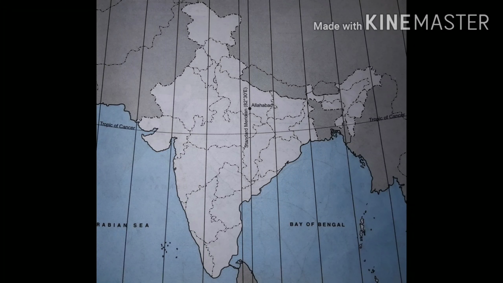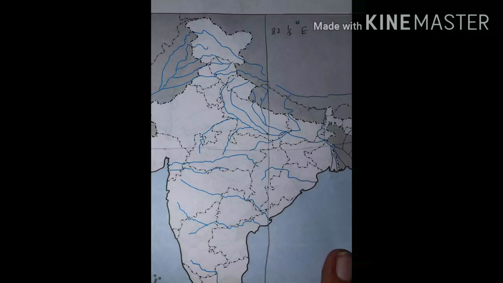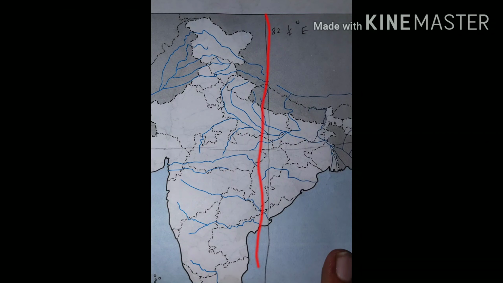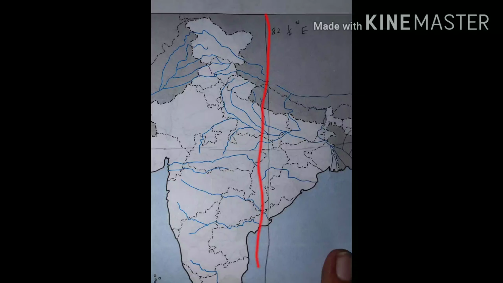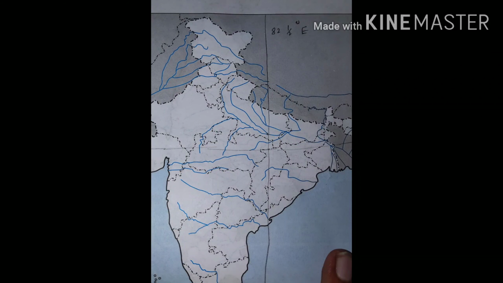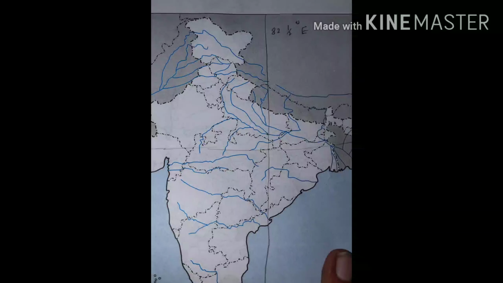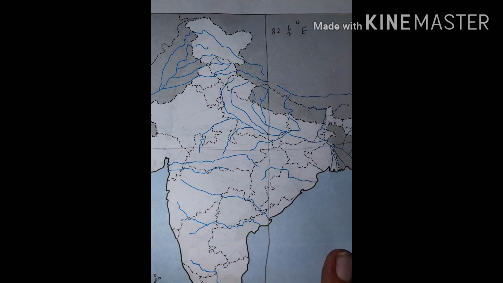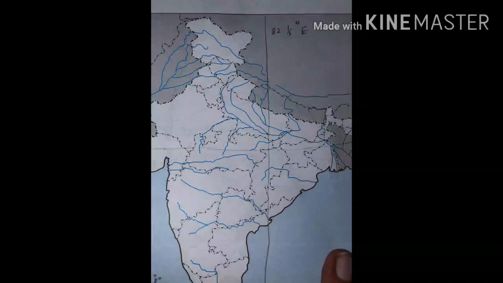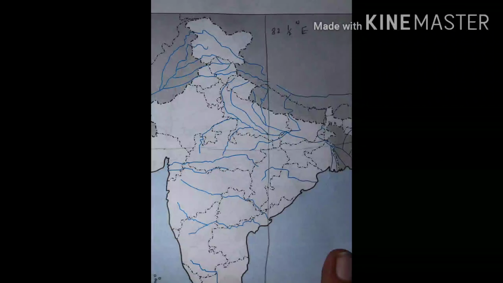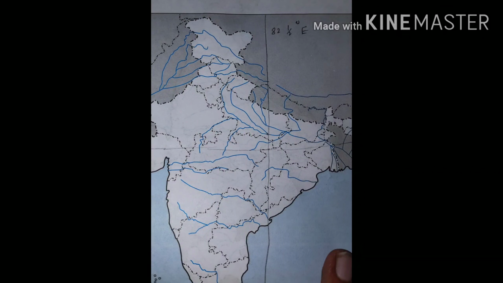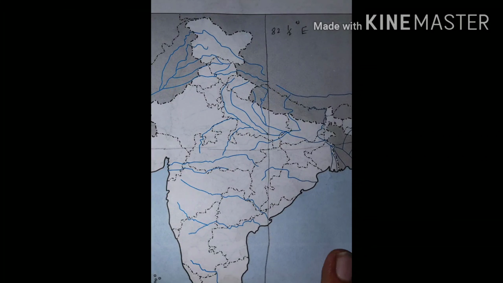The next line is a longitudinal line, and that is Standard Meridian of India, which is 82 degrees 30 minutes or 82.5 degrees east longitudinal line. And this line decides the time zone of India. So the timing of this line is considered as the time of India, and it passes through Allahabad city.